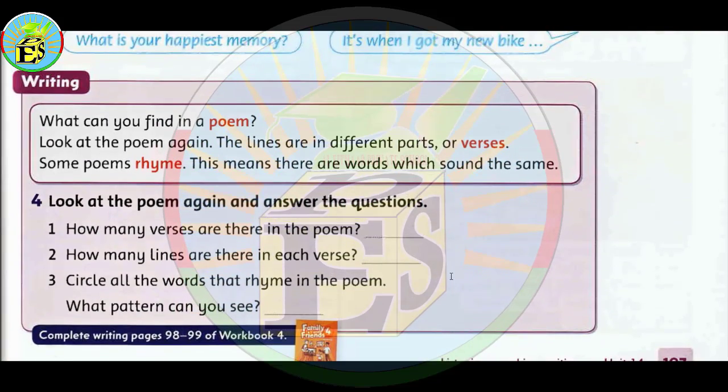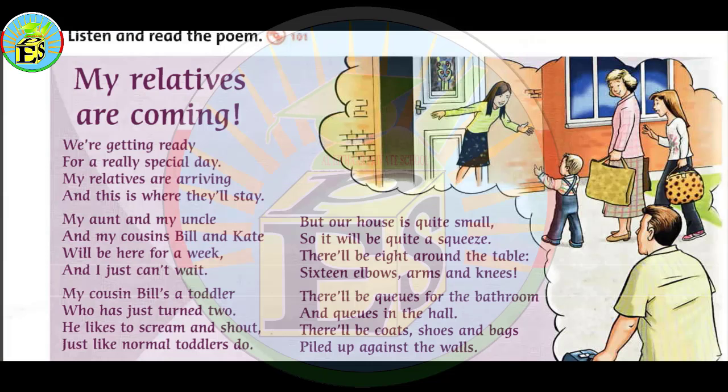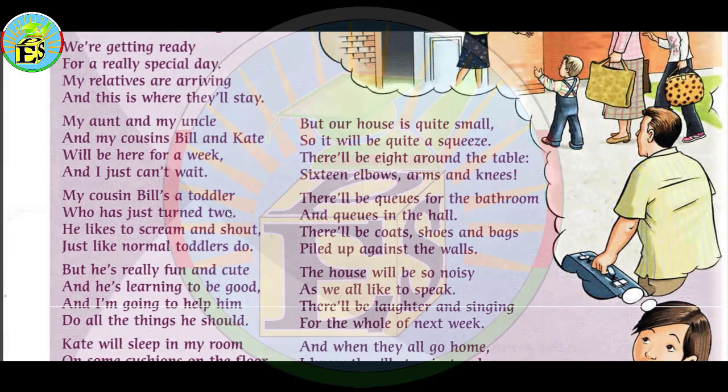Now, in task number 4, look at the poem again and answer the questions. How many verses are there in the poem? How many lines are there in each verse? Circle all the words that rhyme in the poem, and what pattern can you see? So now let's have a look at this poem. We need to know what is the meaning of verses. Well, when we talk about poems, this means that we're talking about literature. We're not going to go really deep in this topic, but we have something that is called stanza. Stanza is a number of lines. So for example, these 4 lines are considered to be one stanza, and then you have a space between them. This one is a second stanza, and so on and so forth.